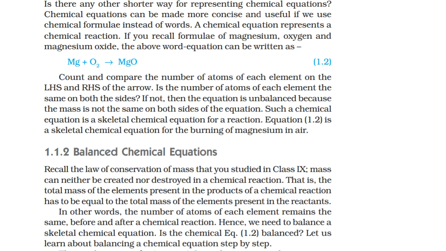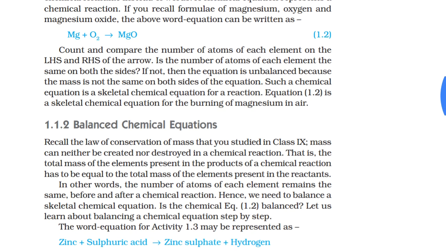Count and compare the number of atoms of each element on the left-hand side and right-hand side of the arrow. Is the number of atoms of each element the same on both sides? If not, then the equation is unbalanced because the mass is not the same on both sides of the equation. Such a chemical equation is a skeletal chemical equation for a reaction. Equation 1.2 is the skeletal equation for the burning of magnesium in air.